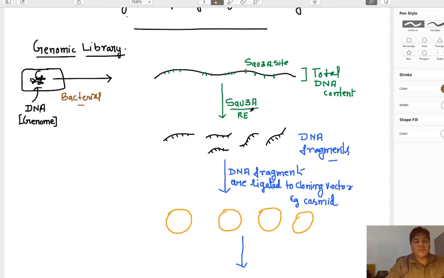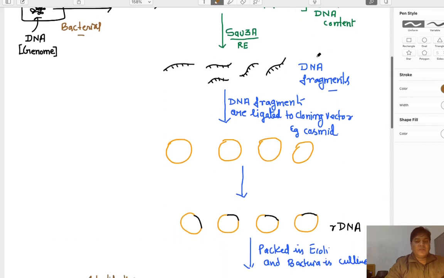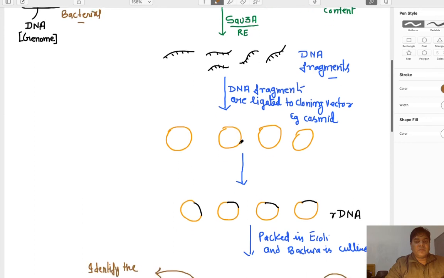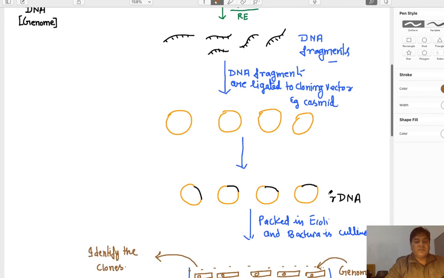Here we have cleaved it with the help of Sau3A, that is the restriction endonuclease enzyme. Then the fragments will be formed, because this total DNA will have Sau3A sites on it. Now these DNA fragments are ligated to some cloning vectors like cosmid, and then we develop the rDNA. And then this rDNA, if we insert our gene of interest in it, becomes the clone gene.